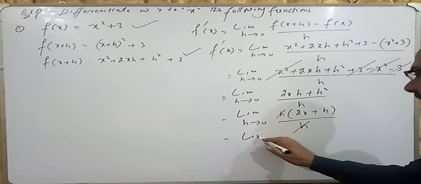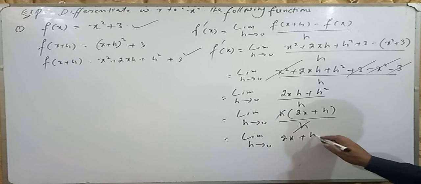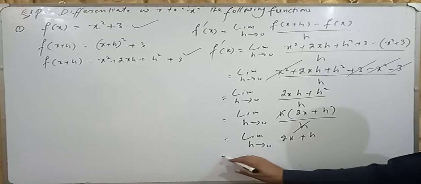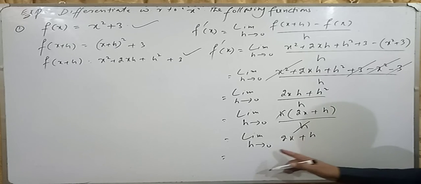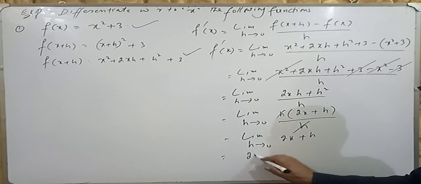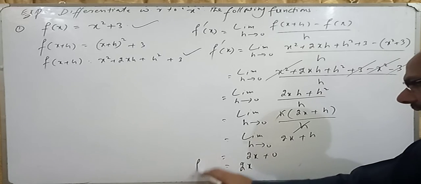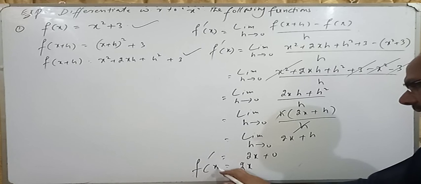Now limit h tends to 0 of 2x plus h. Apply the limit now. If we apply the limit, instead of h we will put 0. So it will become 2x plus 0, or only 2x, and this will be the derivative of the function.